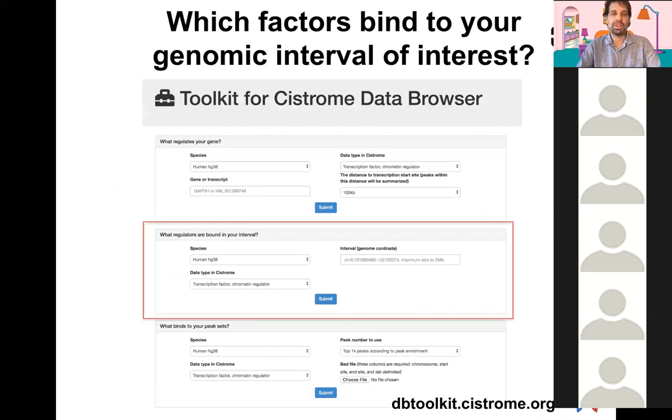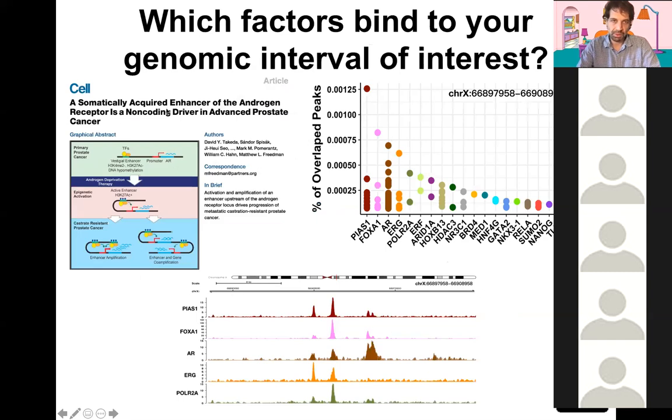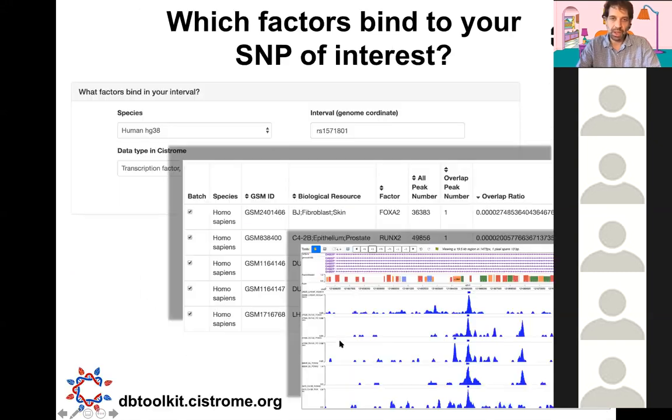So the second function of the toolkit is answering the question, what regulators bind an interval of interest? Instead of putting in a gene, you put in an interval, genomic coordinates, and it gives you similar kind of feedback. For example, you can enter the coordinates of this enhancer region, which is described in this paper, and it will show you AR, FOXA1, all of these factors binding in that region. And you can go and visualize this as well.